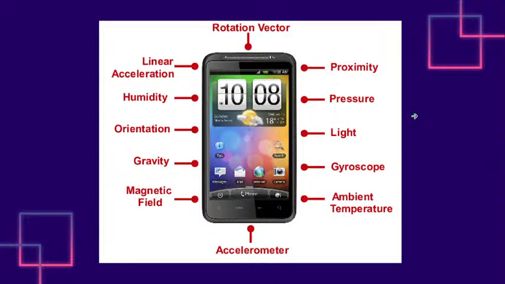I don't know whether you know or don't, but in a smartphone there are a lot of sensors embedded, though they don't appear to be seen physically. There are rotation sensors, proximity, pressure, light, gyroscope, temperature measuring sensors, magnetic field, accelerometer, and gravity. Like this, there are an uncountable number of sensors embedded in a smartphone.